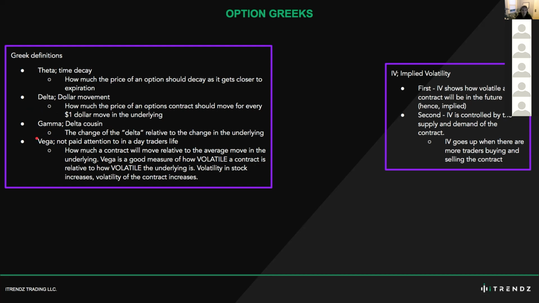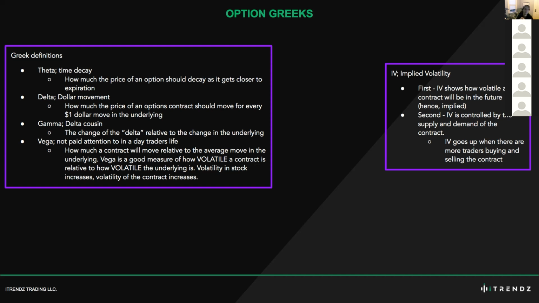The Vega is not paid attention to at all in any day trader's life, and therefore we're not going to go over it. The IV is not a Greek, but it is another thing that impacts the option, and in my opinion, it's the most important thing. The most important thing in options contracts: implied volatility. Implied volatility impacts the gamma, which then impacts the delta. So this is a really, really important concept to understand and know.